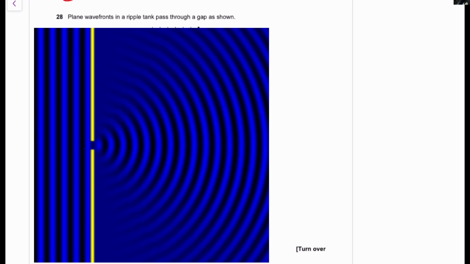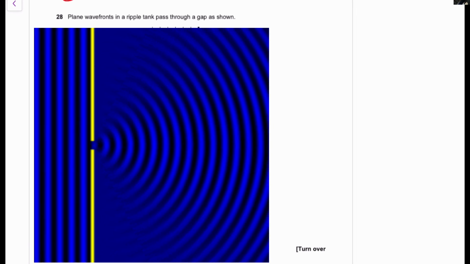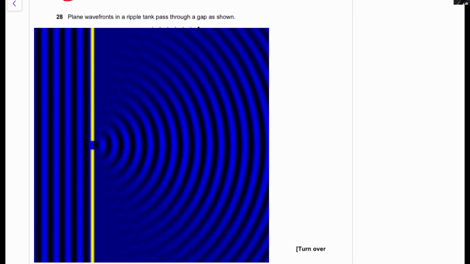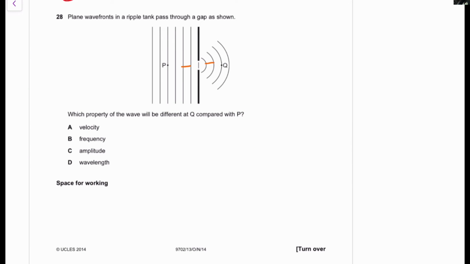And as it spreads into different regions, the wavelength remains the same. Why do I say this? If you look at the graph, this wavelength is literally just the same. The wavelength has remained the same. And if the wavelength remains the same, the frequency is going to remain the same. And if the frequency remains the same, because we have the same wavelength and the same frequency, the velocity is going to also remain the same.